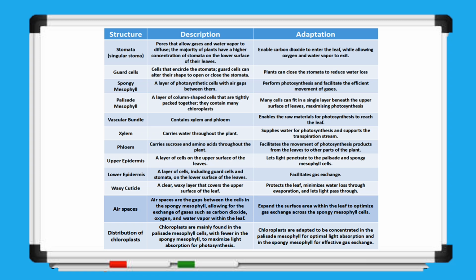So overall, this summary table gives you a crystal clear picture of how the leaf isn't just a flat green structure, it's a highly organized system, perfectly adapted to absorb sunlight, exchange gases, transport materials, and carry out photosynthesis efficiently. Learn this well, it's a complete package of everything your exam might ask.